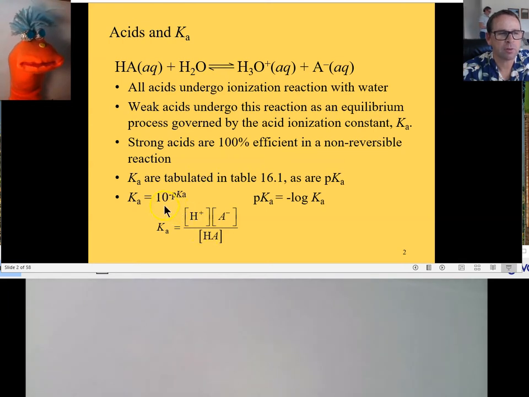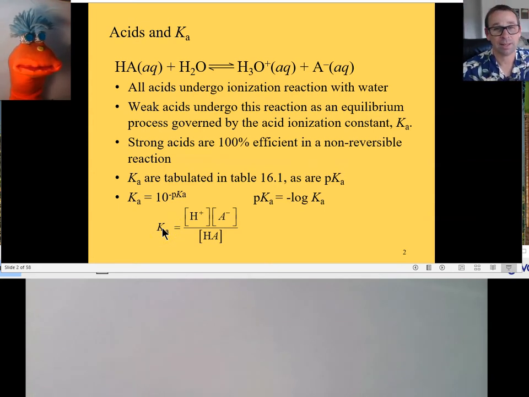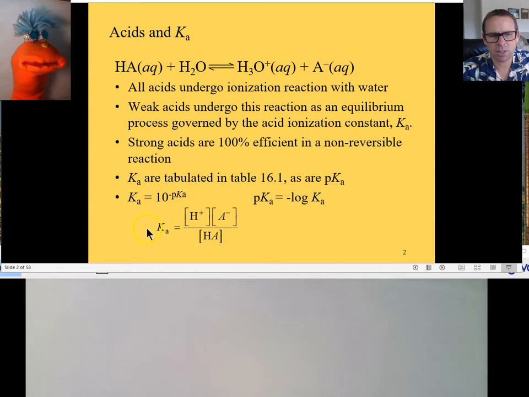If we have a Ka, and now you've noticed, I don't know if you've noticed, but sometimes they put a little letter down here to talk about what kind of K you are referring to, like Kw in last chapter. That was just referring to water's dissociation. It's always the same anyways. It's the product of the concentrations of the products over the product of the concentrations of the reactants raised to their coefficients.